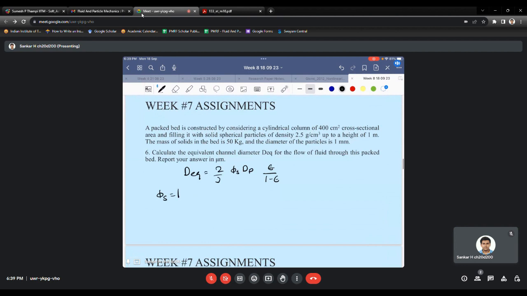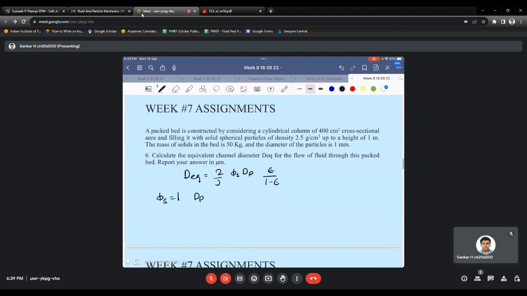And the particles are of 1 millimeter, which is 1000 microns, since the answer is asked in microns. Epsilon is equal to 0.5. Therefore, the equivalent diameter will be equal to 2 by 3 times phi s times dp times epsilon by 1 minus epsilon, which is 2 by 3 times 10 raised to 3, which is 666.67 microns, or 0.67 millimeters.